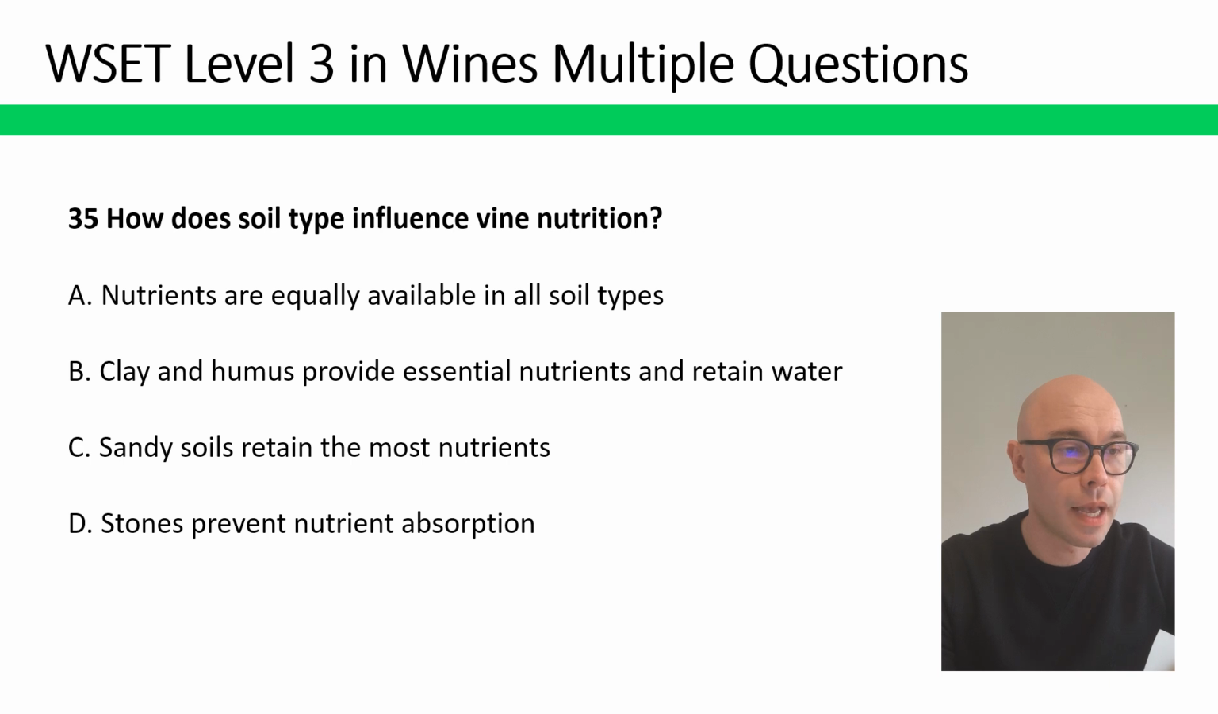How does soil type influence vine nutrition? Nutrients are equally available in all soil types. Clay and humus provide essential nutrients and retain water. Sandy soils retain the most nutrients. Stone prevents nutrient absorption. The correct answer is B. Clay and humus provide essential nutrients and retain water.